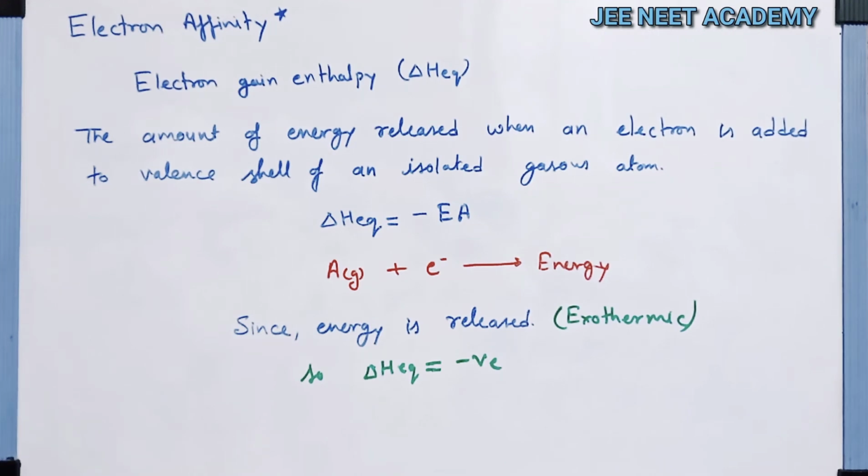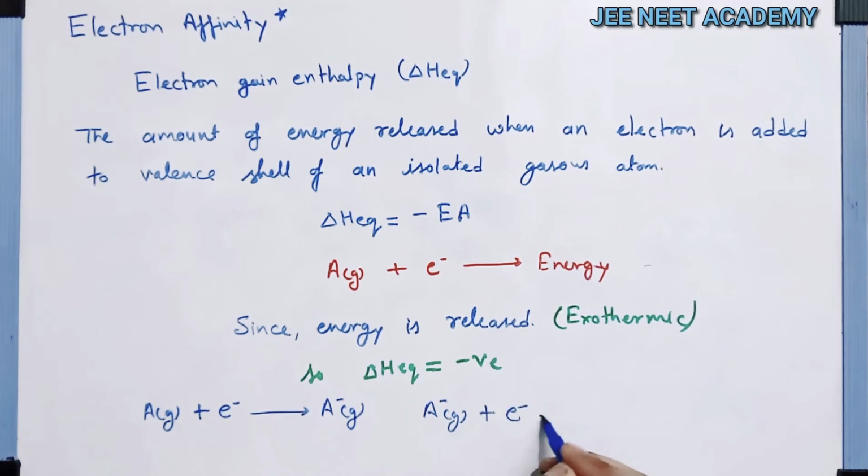And when we are talking about successive electron affinity, that means first, A gaseous takes one electron and A minus is formed. Then A minus gaseous takes one more electron and A minus 2 is produced. So the energy released in the first reaction is the first electron affinity, and in the second it is the second electron affinity.